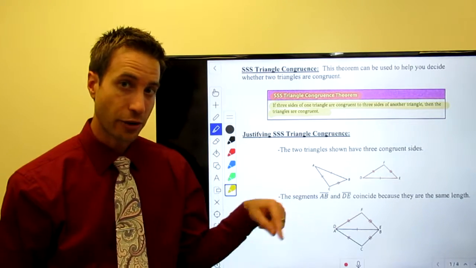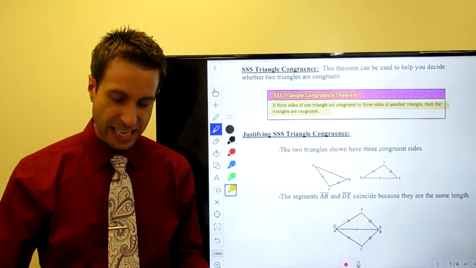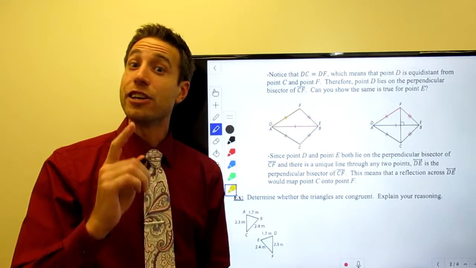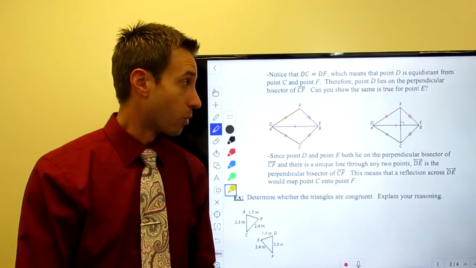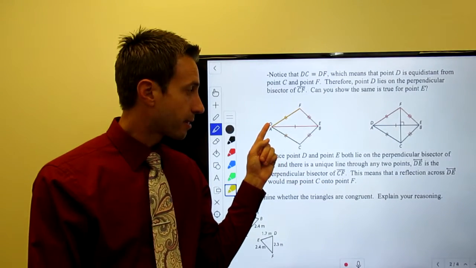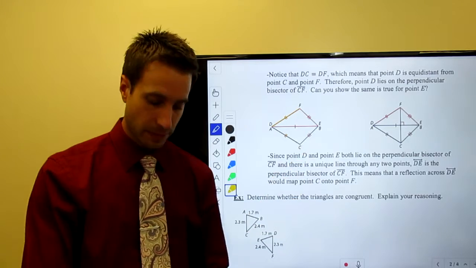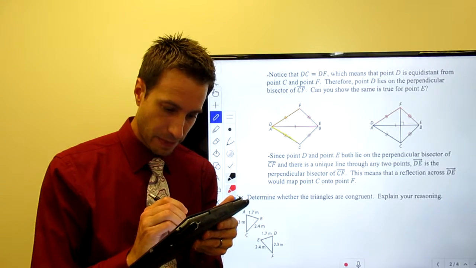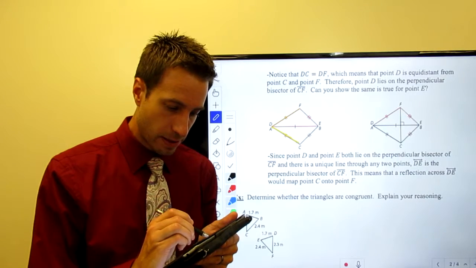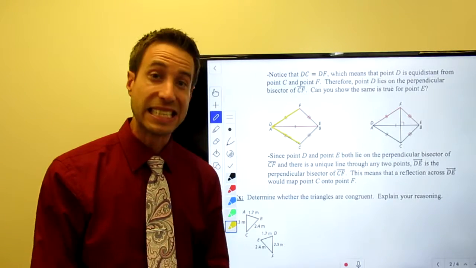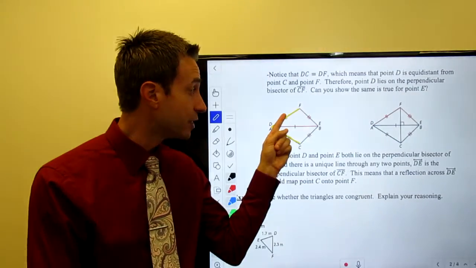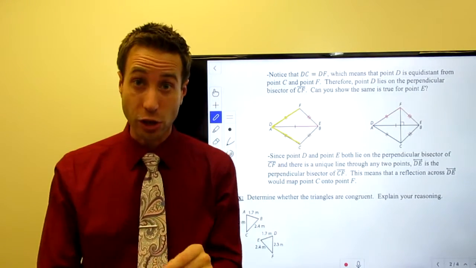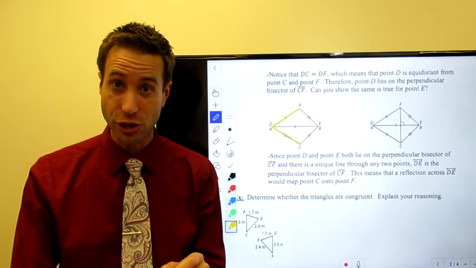The exact same diagram on the next page. Here's what I know, right? I know that the length of DC, this segment right here, is the same as the length DF, right? I know that because it's given to me. The double hash and the double hash tells me those sides are congruent. They're the same measure, right?